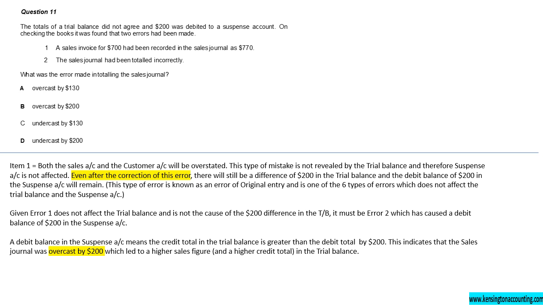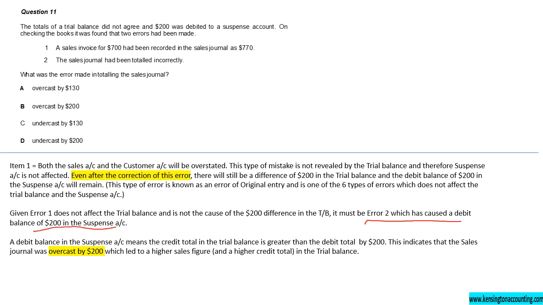So both the trade receivables and the sales account will be overstated by $70. Therefore, the trial balance will still agree. There will be no difference, because both the debit side and the credit side will each be overstated by $70, and therefore the suspense account is not affected. Because we still have a $200 difference, that means the $200 difference is due to error number 2.